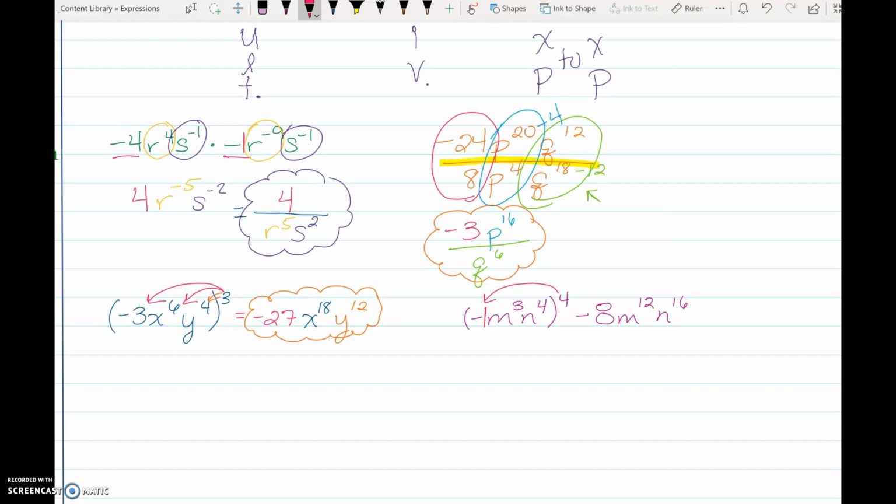So negative 1 to the 4th. Negative 1 times negative 1, positive 1. Positive 1 times negative 1, negative 1. Negative 1 times another negative 1, positive 1.